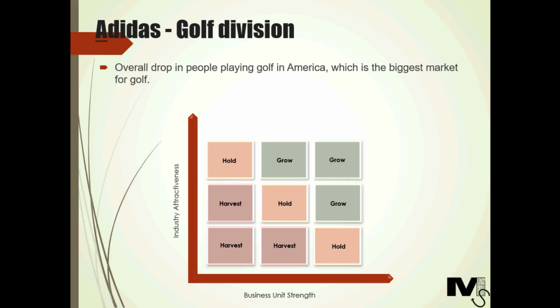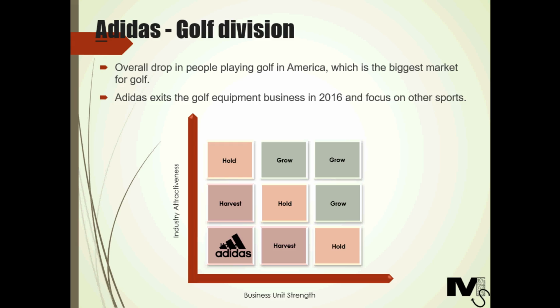As the golf equipment division slipped into the harvest section of the matrix, Adidas actually decided to sell it and focus more on the shoes and shirts division. Interestingly, both Adidas and Nike decided to exit the golf equipment divisions in 2016 and focus on other sports. We can clearly see how the SBU moved over the years, leading to their eventual closure. This indicates that despite the quality and brand recognition of products being high, industry attractiveness can play a huge role in how your SBUs perform.